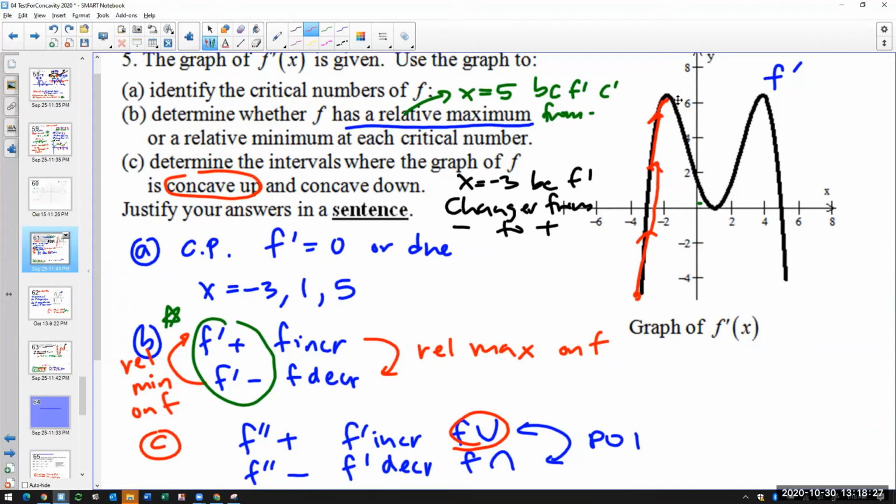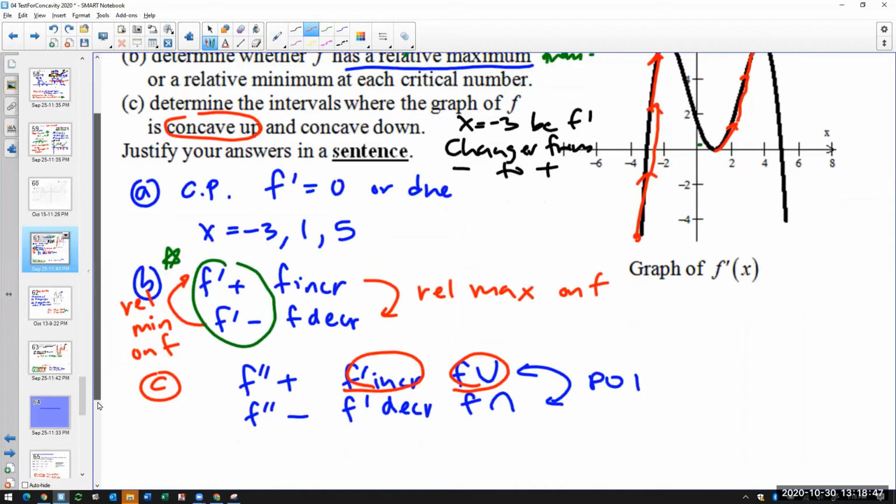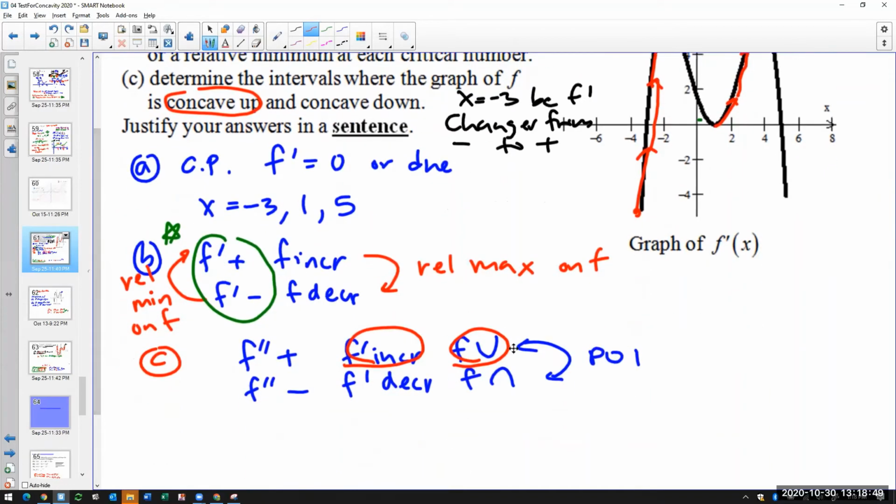After this, am I increasing down here? No, so this is not increasing. Okay, this is decreasing, decreasing, decreasing, oops, making a turn, going back up, increasing, right guys? Increasing, increasing, and then not increasing. Everybody good? So everywhere in red is where f prime is increasing. And f prime increasing is synonymous with f concave up.